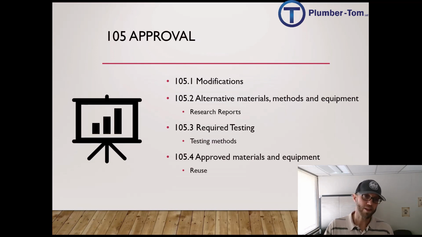Now, 105.3, changes like that might require testing to prove, yeah, this is going to be okay, it's a good system, it's a good method, and they would approve those testing methods. 105.4 states materials, equipment, and devices approved by the code official shall be constructed and installed in accordance with such approval. So if they say, yeah, you can do this, it's a little different than we would normally see, but yeah, you have my approval, well, then you got to do it the way that they said it should be done.